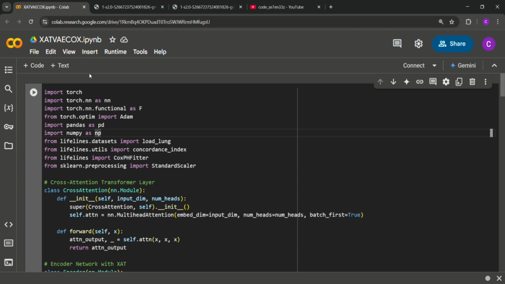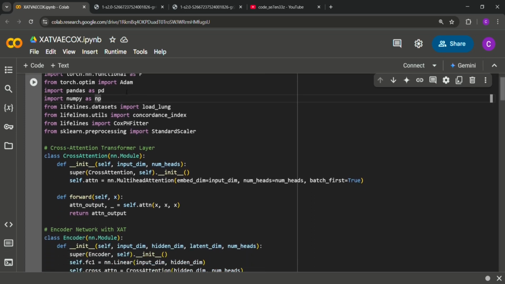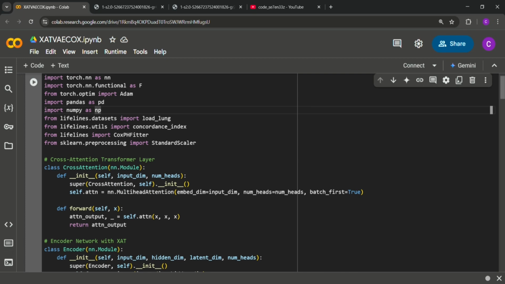Here, PyTorch is the library used for building and training neural networks. Pandas and NumPy handle data efficiently. Lifelines provides survival analysis tools, including the Cox models. Scikit-learn standardizes data before training. Adam optimizer, adaptive moment estimation, is a popular optimizer used to adjust learning rates dynamically during training, making it well suited for complex neural networks.